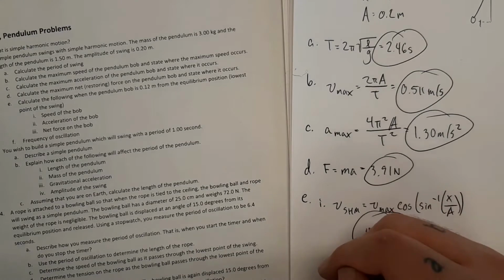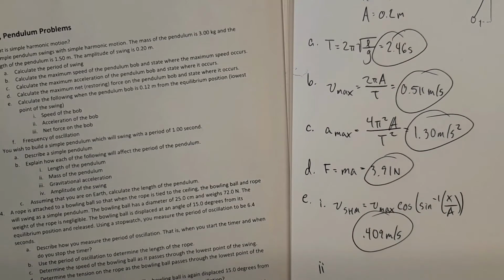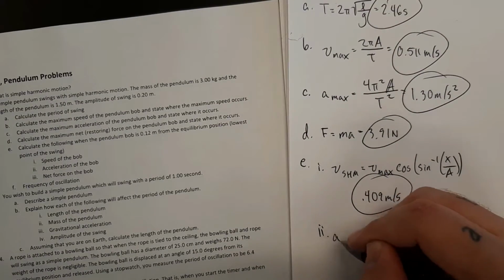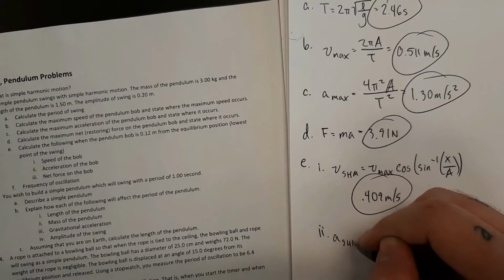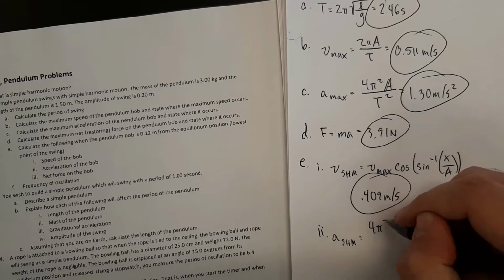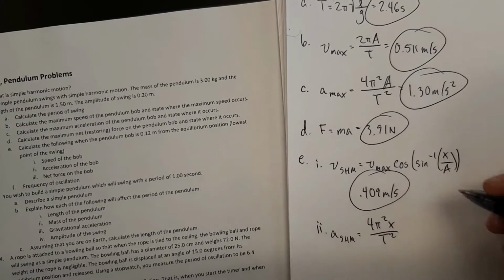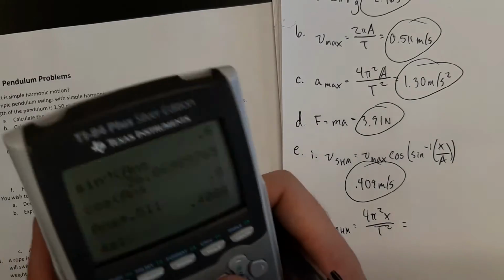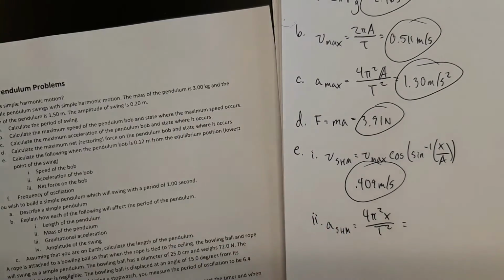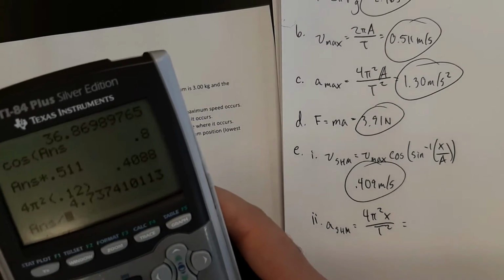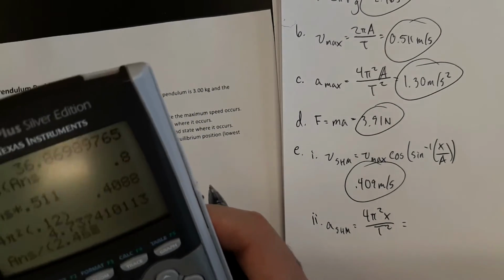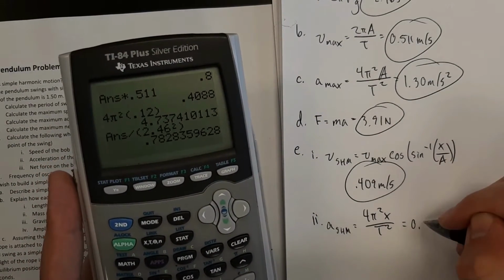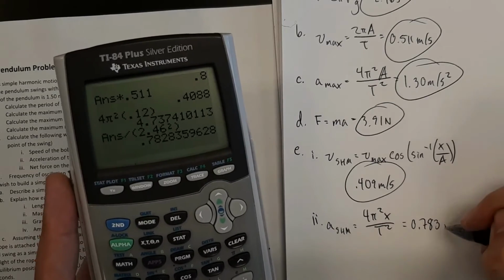Okay, the pendulum bob, looking for its acceleration now. The acceleration formula is very similar to the max acceleration. The only difference is instead of having our amplitude, we're just going to have whatever our displacement is right there. So 4 pi squared times x over T squared. Plugging in our numbers, we've got 4 pi squared times our x, which was 0.12 meters, divided by our period squared, so divided by 2.46 squared. And that ends up giving us an acceleration of 0.783 meters per second squared.